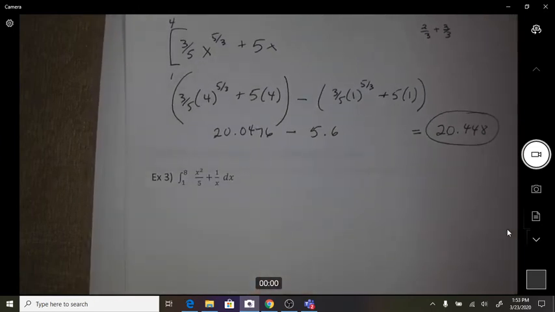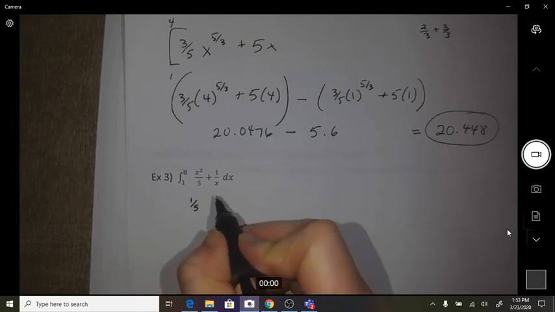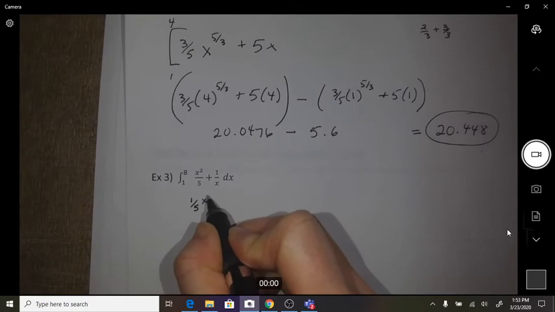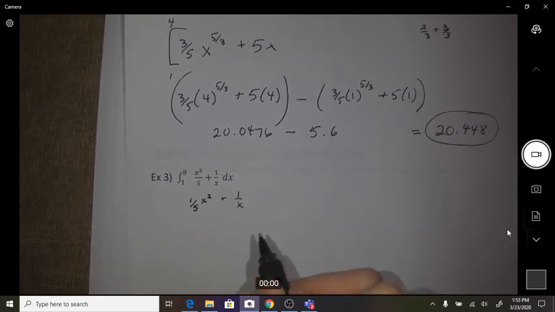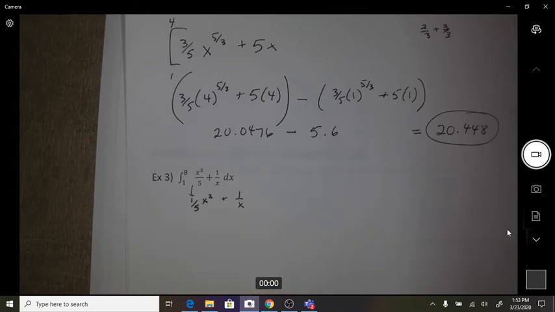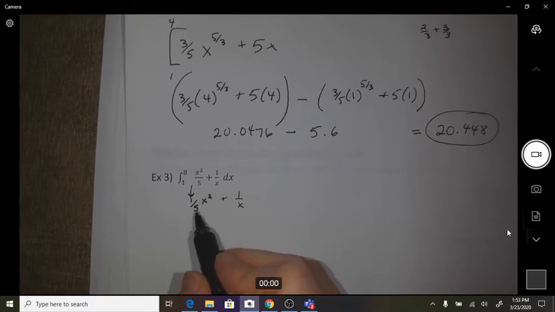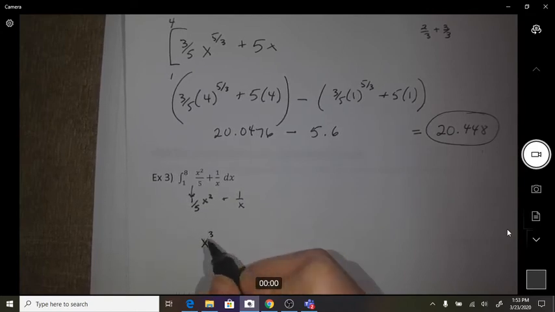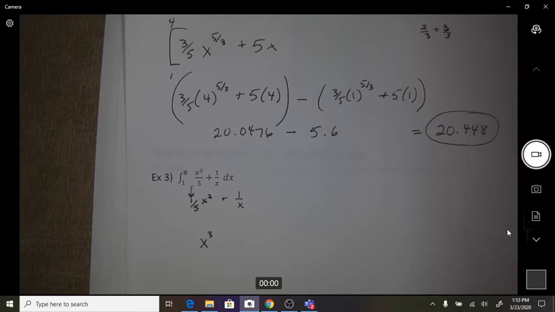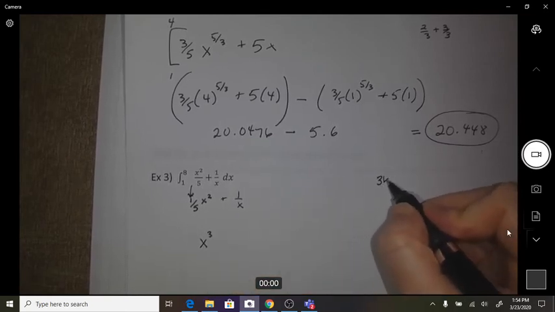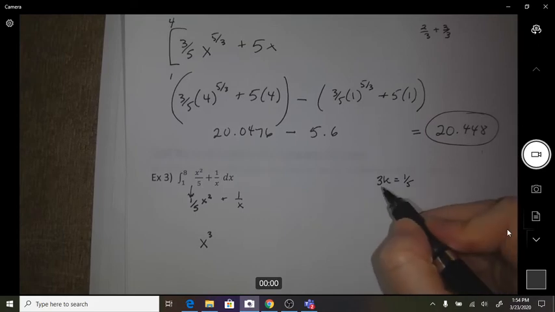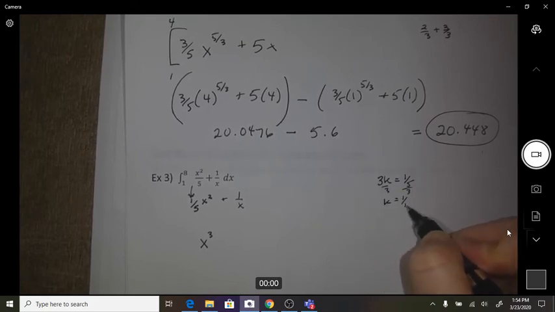Okay, next one. I'm just going to rewrite this underneath. Okay, so it's easier for me to antiderive something when it's written differently. Okay, so let's find the antiderivative. This would have started as x cubed. So what do I need in the front? And then that would get me a 1/5. So if you can't do that in your head, you just say 3 times what is 1/5. So if you divide by 3, you get 1/15.